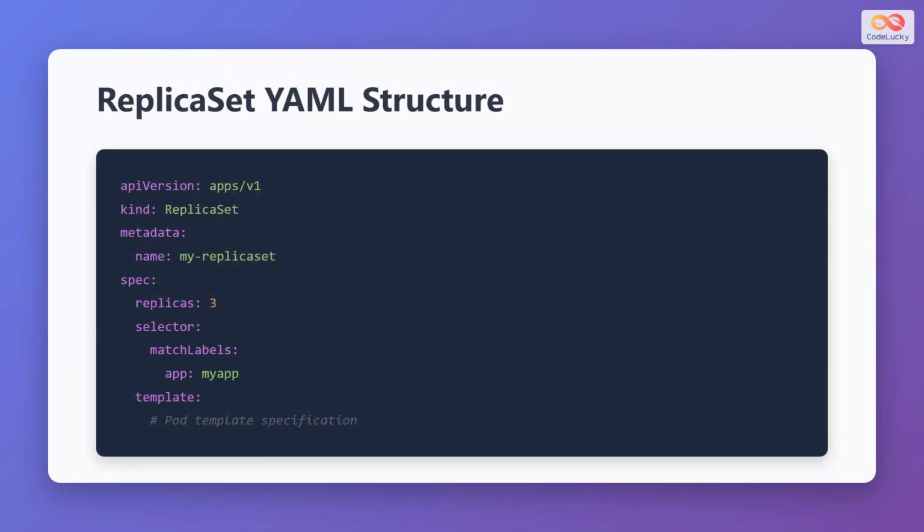Let's look at the basic YAML structure of a ReplicaSet. You start with the API version apps/v1 and the kind as ReplicaSet. In the metadata section, you provide a name for your ReplicaSet. The spec section is where the magic happens. Here you define the number of replicas you want, the selector with matchLabels to identify your pods, and the template section, which contains the pod specification. This structure forms the foundation of every ReplicaSet configuration.